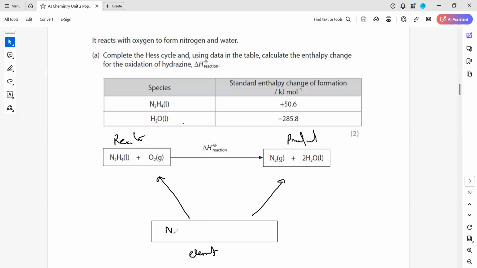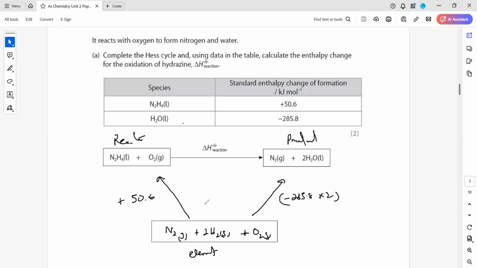What are the elements here? We have nitrogen, which is a gas at room temperature. We have hydrogen, which is also a gas, but how many do we need? 4 of them. So it will be 2 molecules of hydrogen, and we need O2, so oxygen gas. Here, 1 mole of hydrazine is formed, so it will be 50.6. Here, water is formed, but how many moles? 2 moles. For 1 mole, it is minus 285.8. So multiplied by 2.